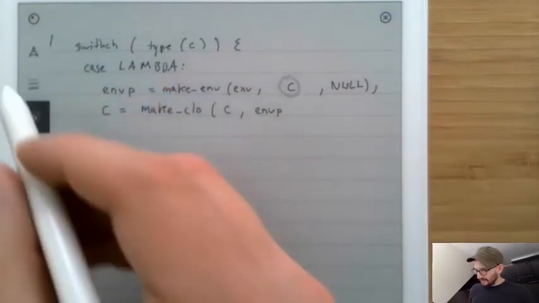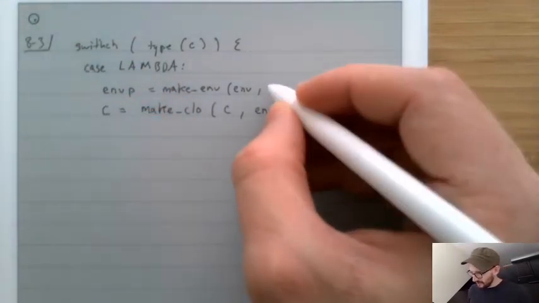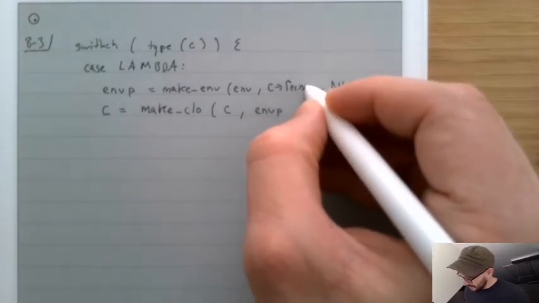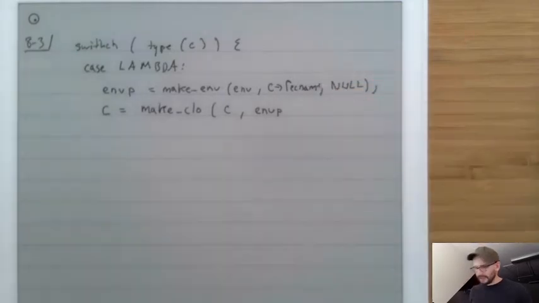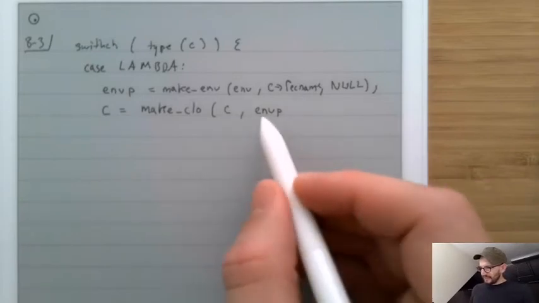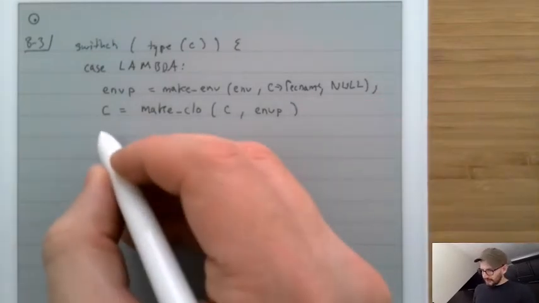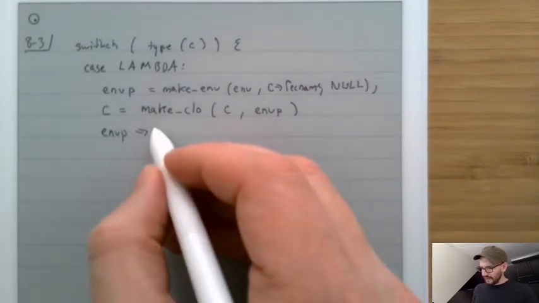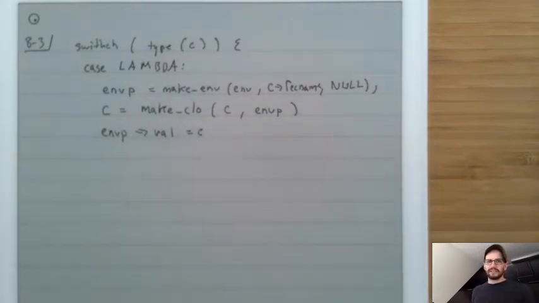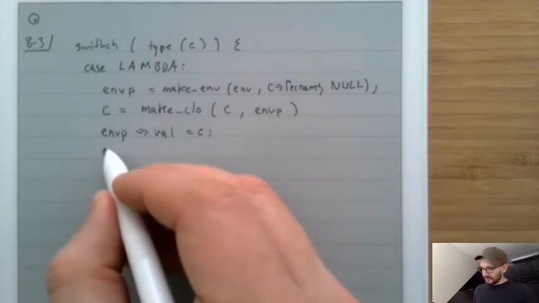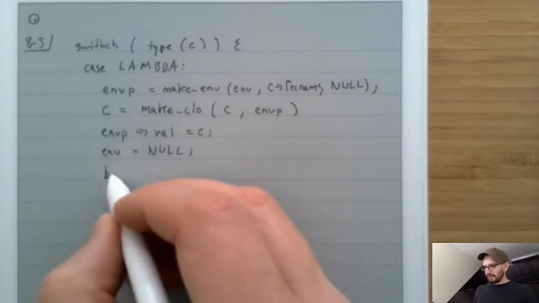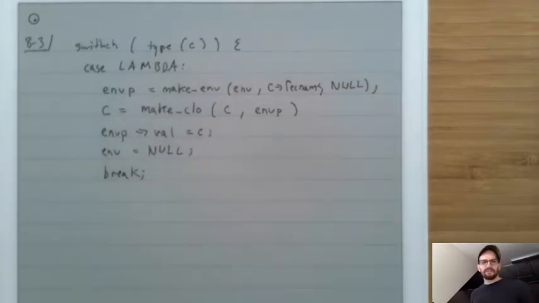I'm saying that cfun is the name of the recursive name. So C, let's call it rec name. I like that better. Rec name. So that's the recursively available name. Okay, so then the closure has C in the environment P. Then I'm going to go into environment P and change the value, that null right there, to point to C. Then I'll set the environment equal to null, and then I'll break. And then I'll be done with that case for lambda.